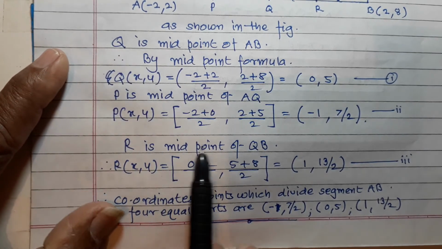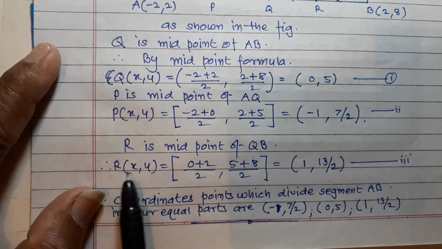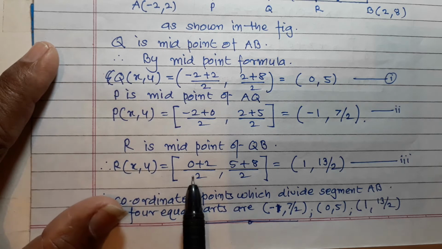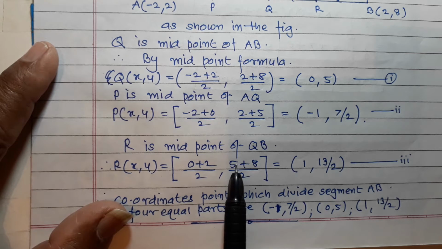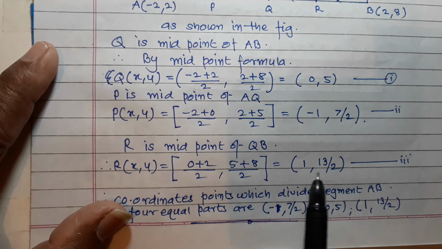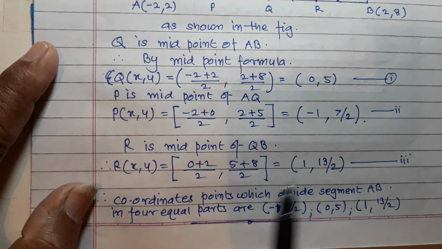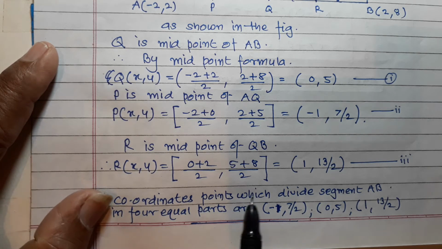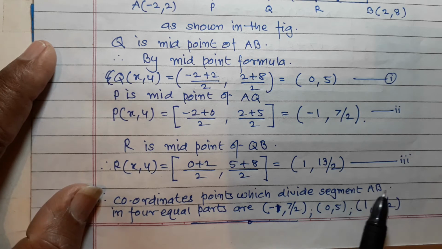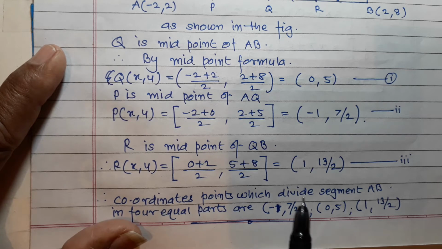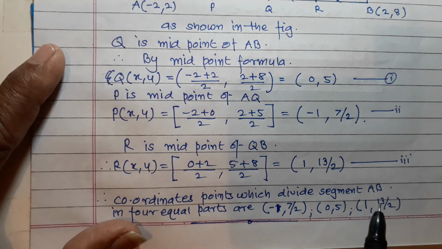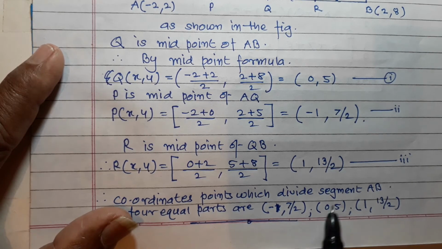Now R is the midpoint of QB, and therefore R(x, y) is equal to ((0 plus 2)/2, (5 plus 8)/2), which gives you (1, 13/2). Therefore the coordinates of the points which divide line segment AB into 4 equal parts are (-1, 7/2), (0, 5) and (1, 13/2).